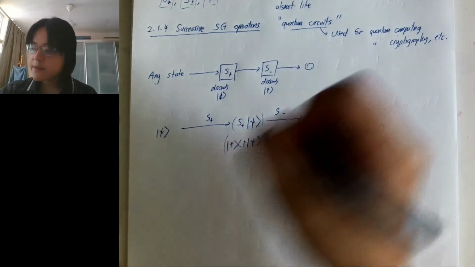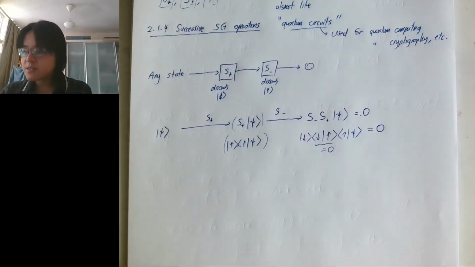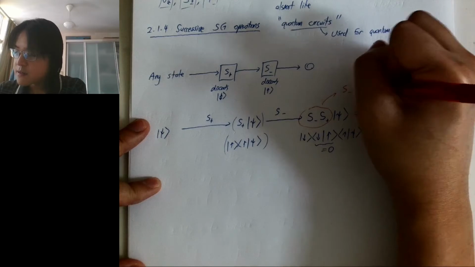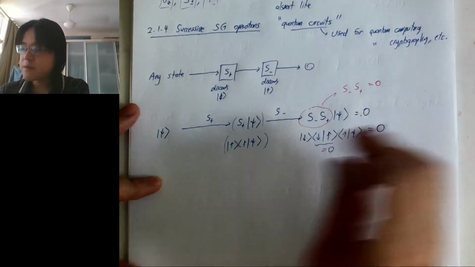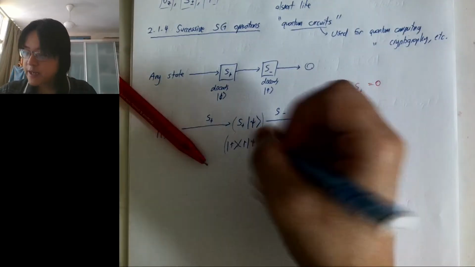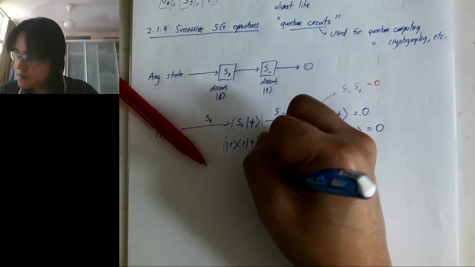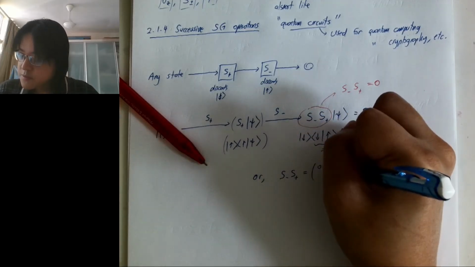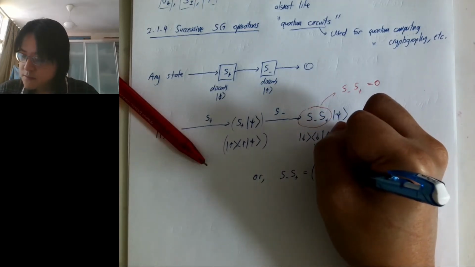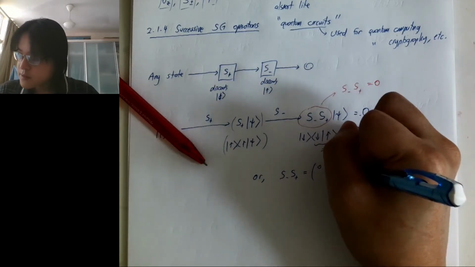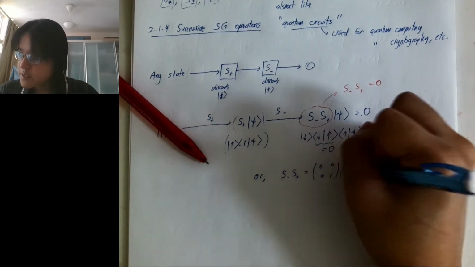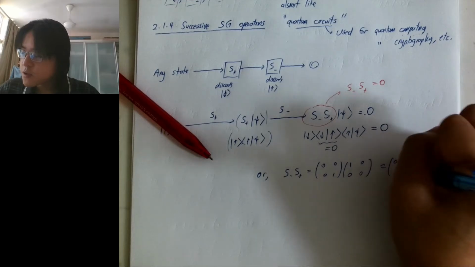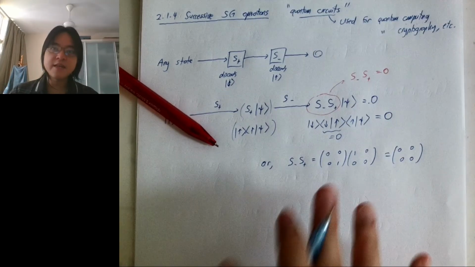Okay, and the main reason is, of course, as you can see, S plus times S minus is 0, because we can just multiply directly. In other words, S minus S plus is 0. 0 0 0 1 and then 1 0 0 0, right? So if you multiply everything, you just get a 0 matrix. So this is a nothing operator.